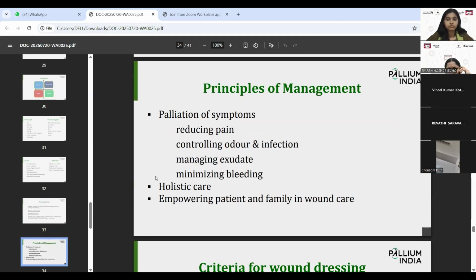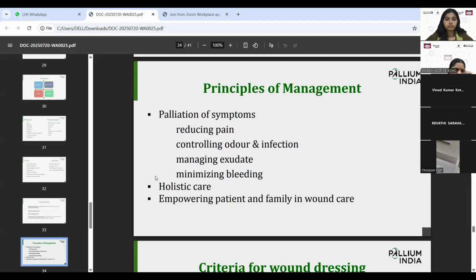Okay. Now we are going to see the management. Till now we have discussed the complications or problems which have been raised. Now we are going to see the management. Palliation of symptoms. First, you have to prioritize the patient's nursing diagnosis. Before starting any care, you have to make a small care plan. First you have to write the needs of the patient.